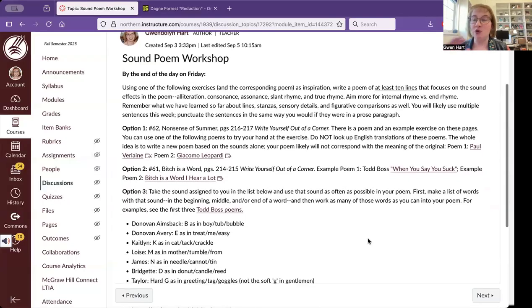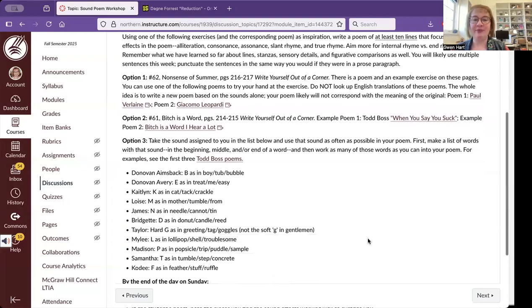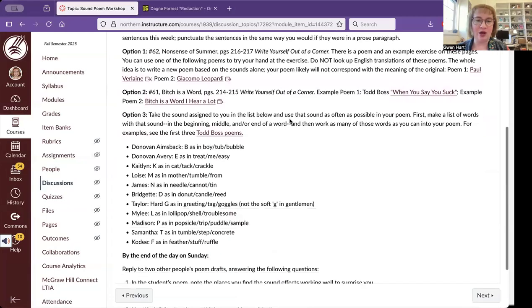So first, if you want to do this one, I would take your sound and make a list of words with that sound. Remember, it can appear anywhere in the word, not just at the beginning, middle, or end, or in two places in the word, whatever. And then from that big list of words that you make, use as many as possible in your poem. And they can appear in all different ways, all different places. And I gave you some examples of the sound. So like for Donovan, B as in boy at the beginning, tub at the end, bubble at the beginning and the end, right?